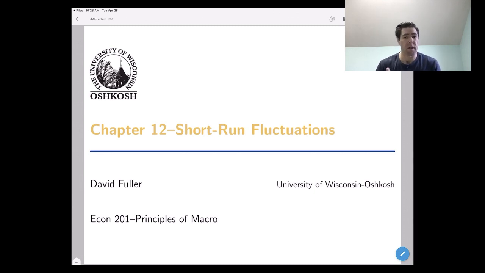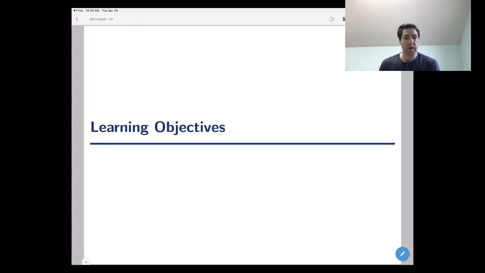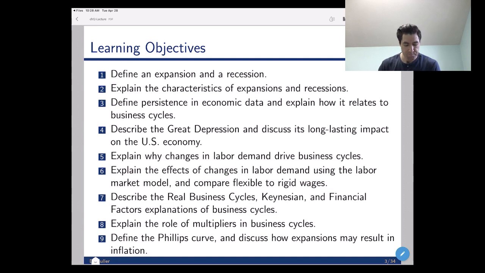Ultimately, the labor market is going to be one of the more important models for understanding this here in this chapter. So what we're going to look at are what I call short-run fluctuations. We've got our standard learning objectives here, quite a few of them again. We'll go through them one by one. There are questions associated with each learning objective, and there's a homework assignment posted, and you'll notice as you go through the learning objectives that those questions follow pretty closely the various learning objectives.